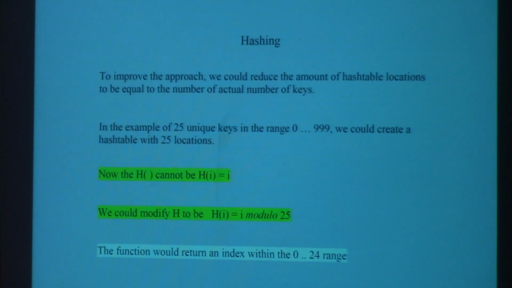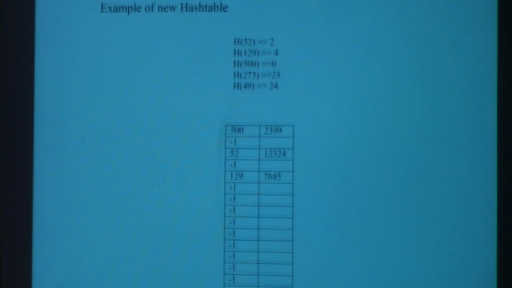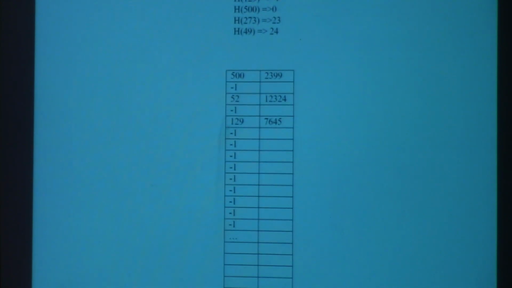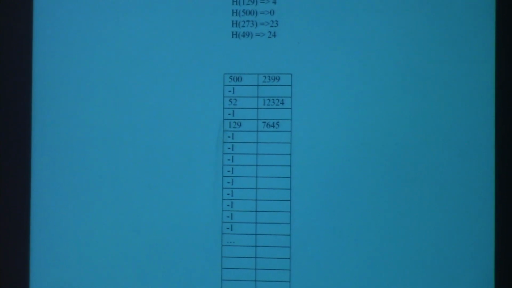So we're going to change our function to a very simple change. The hashing function of I is going to be I modulo 25. So I modulo 25 will always return a number between 0 and 24. It's the remainder when we divide by 25. So you can see over here that h of 52 returns 2, because when you divide 52 by 25, the remainder is 2. So it makes sense that 52 can go into location 2. Okay. 49 goes into 24.